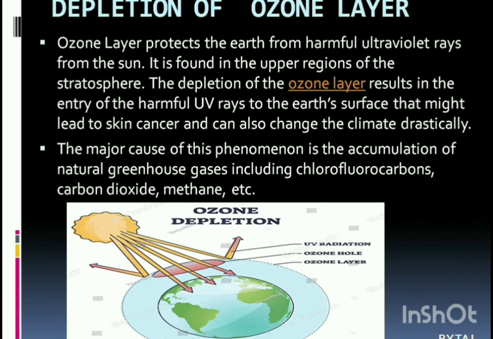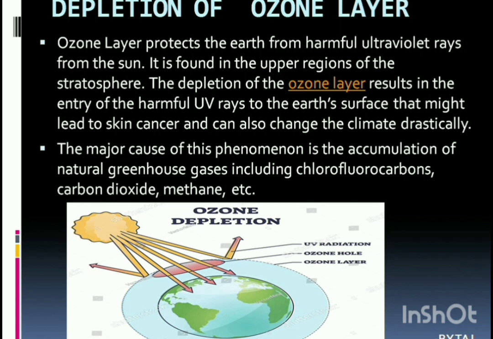So depletion of ozone layer means ozone protects the earth from harmful ultraviolet rays, nothing but UV rays from the sun. It is found in the upper region of the stratosphere. The depletion of the ozone layer results in the entry of the harmful UV rays to the earth surface that might lead to skin cancer and also changes in the climate drastically.